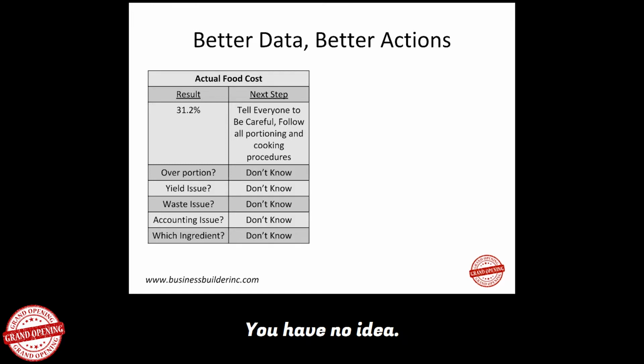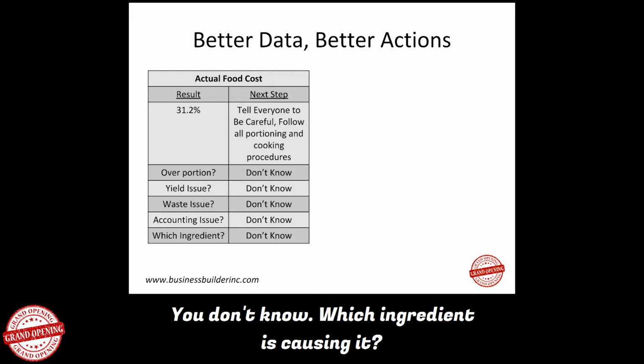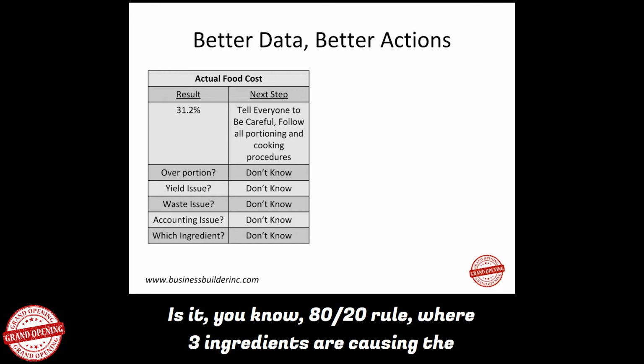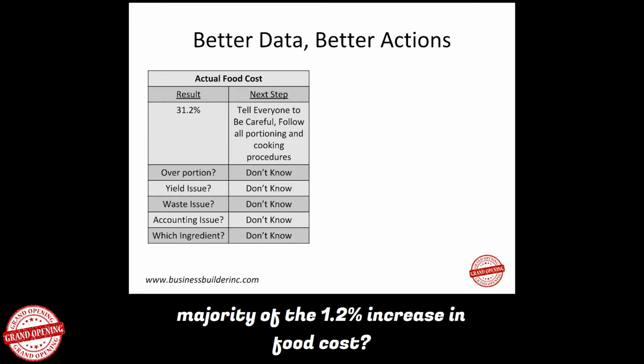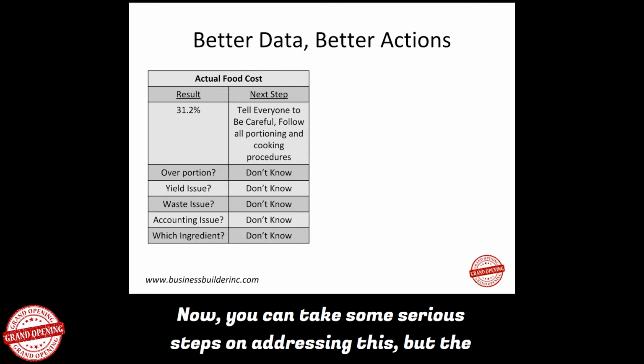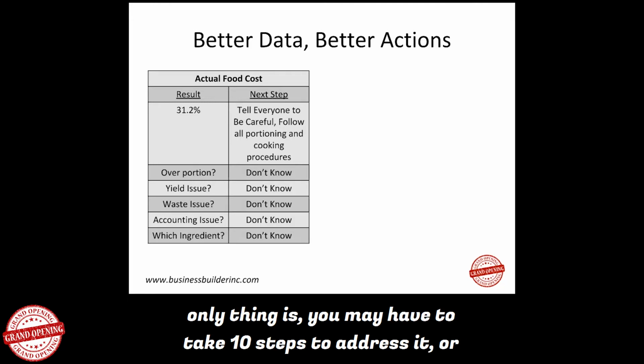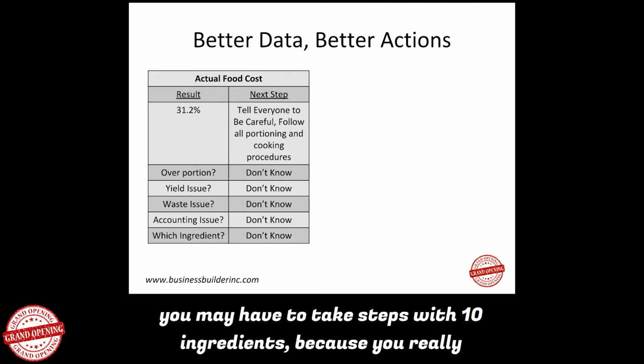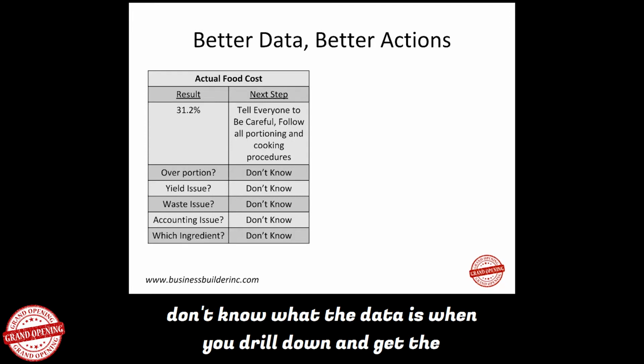Is it a waste issue? You have no idea. Is it an accounting issue? You don't know. Which ingredient is causing it? Is it the 80-20 rule, where 3 ingredients are causing the majority of the 1.2% increase in food costs? These are the things you don't know. Now, you can take some serious steps on addressing this, but you may have to take 10 steps to address it, or take steps with 10 ingredients, because you really don't know what the data is when you drill down and get the specifics.